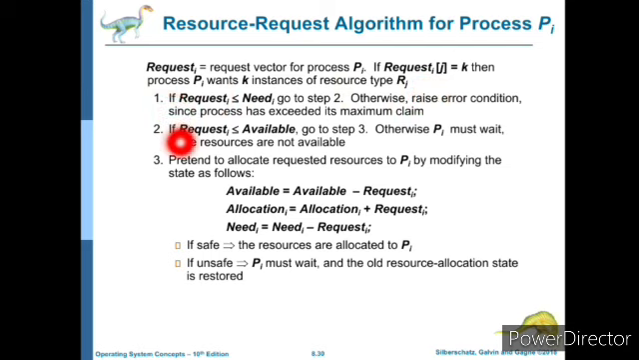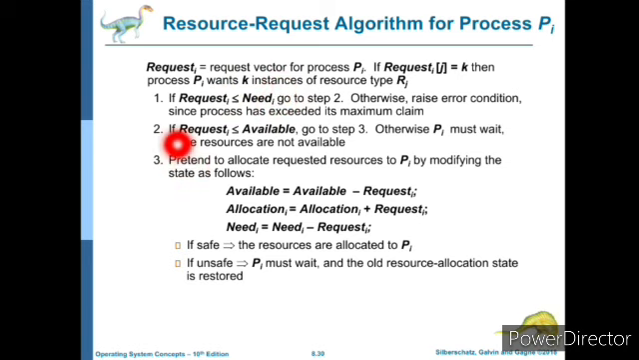Okay. When there is a request from the process Pi for the resource type Rj, then these two conditions must be satisfied. The first: if Request[i] is less than or equal to Need[i] of process i, then we'll go to step 2. Suppose the first condition is false, then we raise an error condition since the process has exceeded its maximum claim. So it crossed the maximum need.